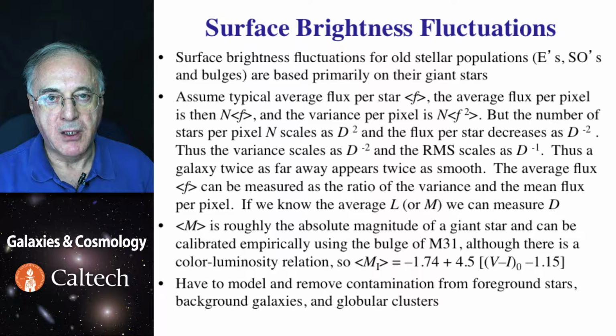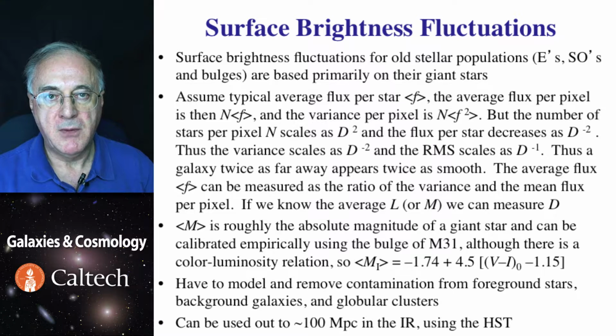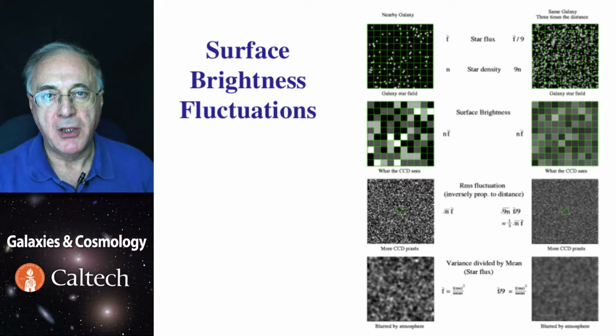We also have to take care of things like removing the effects of foreground extinction, presence of foreground stars in our galaxy, background galaxies behind the galaxy we're studying, and so on. Nevertheless, this is a very powerful method and can be used to measure distances out to 100 megaparsecs using Hubble Space Telescope. Here is a simulation of how that works.